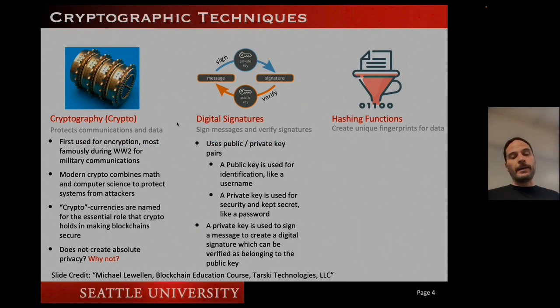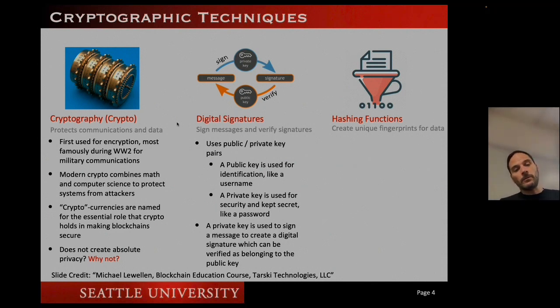Cryptography dates back decades, was first used for encryption during World War II for military communications. Modern crypto combines math and computer science to protect systems from attackers. Cryptocurrencies are named for the essential role that cryptography holds in making blockchain secure and possible.